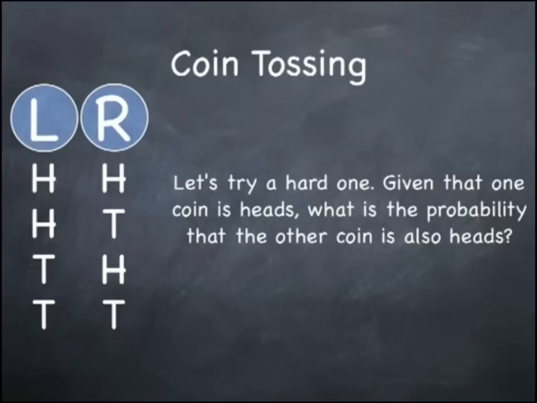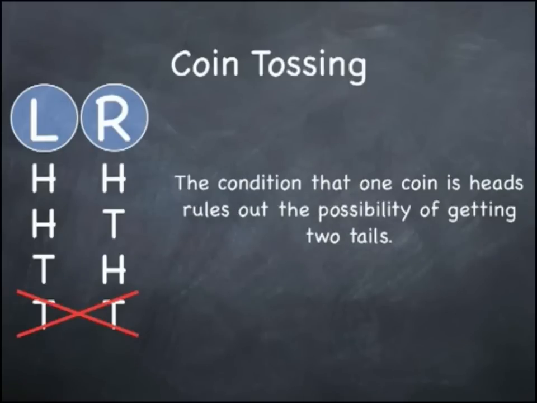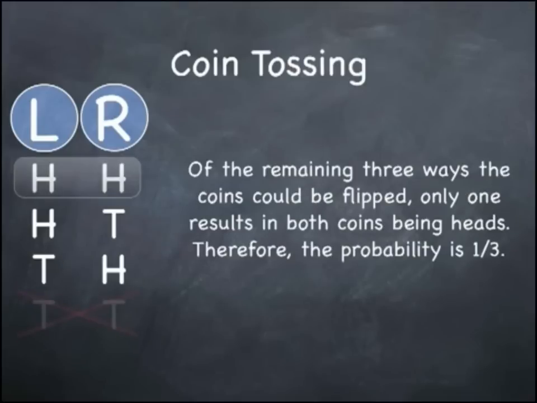Let's try a hard one. Given that one coin is heads, what is the probability that the other coin is also heads? It is not 1/2. You have to be careful here. The condition that one coin is heads rules out the possibility of getting two tails. Of the remaining three ways the coins could be flipped, only one results in both coins being heads. Therefore, the probability is 1/3.